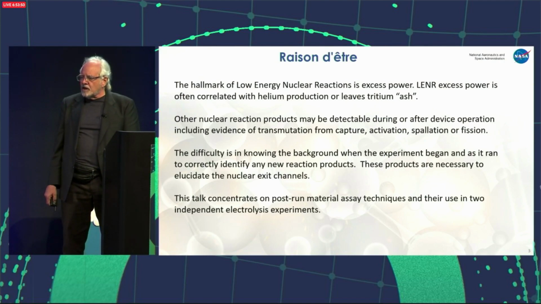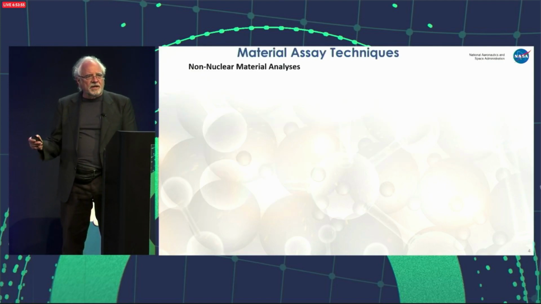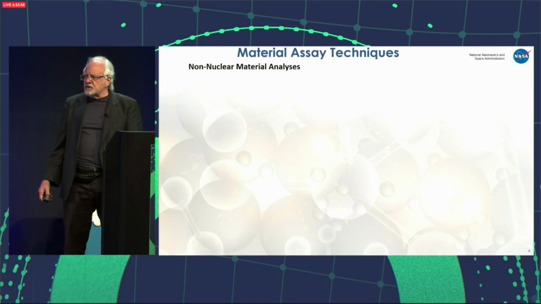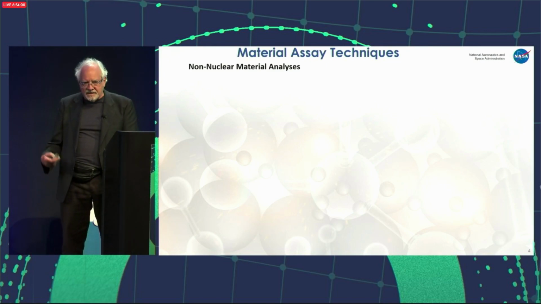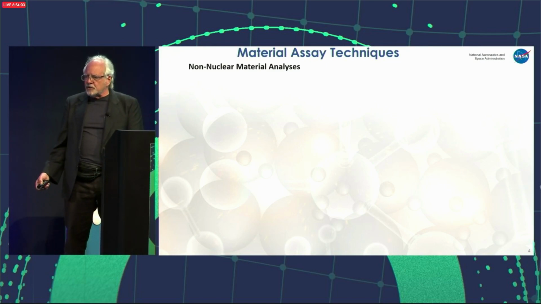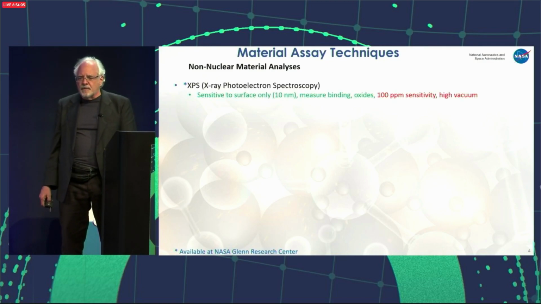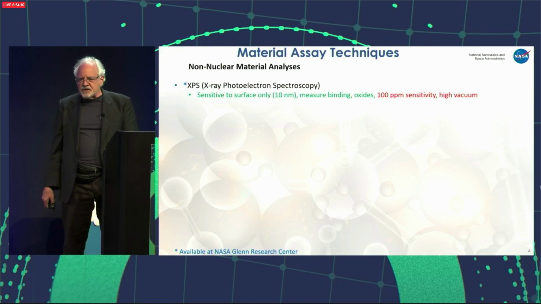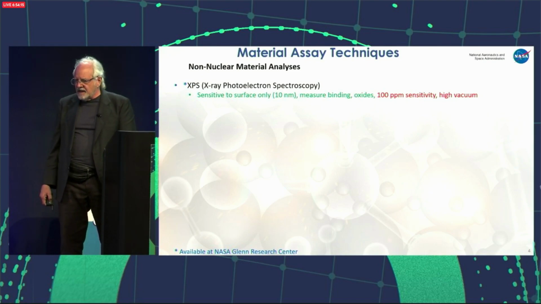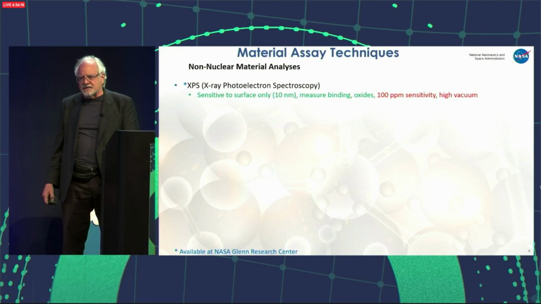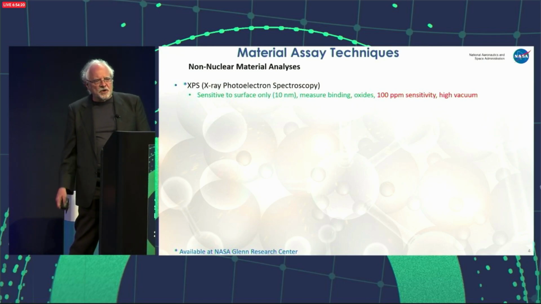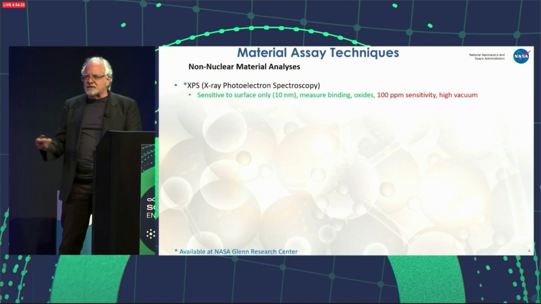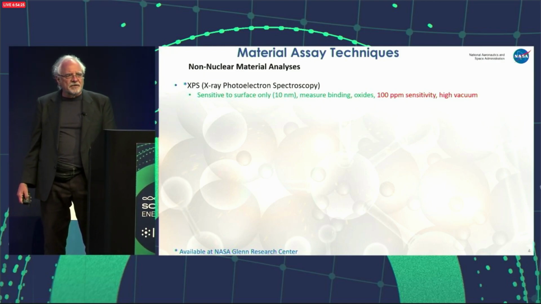So this talk is going to concentrate on the post-run material assay techniques and their use in 2 different electrolysis experiments. So first of all, I'll go through some of the material assay techniques that at least I'm familiar with. Non-nuclear material analysis, so XPS, X-ray photoelectron spectroscopy, only works for the surface about 10 nanometers deep, but it does measure binding oxides, and it has about 100 part per million sensitivity. What's in green are what I consider to be positive attributes.